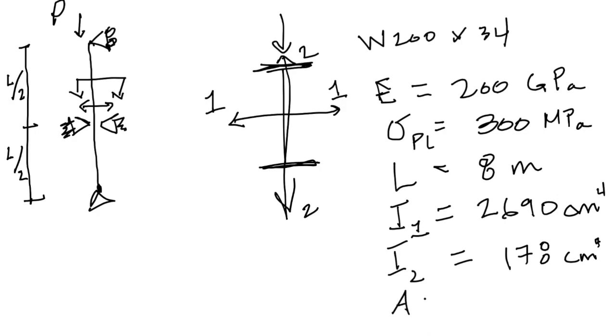The cross-sectional area is 43.6 centimeters. And this is all in my notes if you want to review this problem more carefully. And so what we want to know is what's the critical load for this column, taking into consideration the fact that it can deflect in two planes. And so we want to find which load controls the behavior. So in other words, we're going to want to take the smaller load.